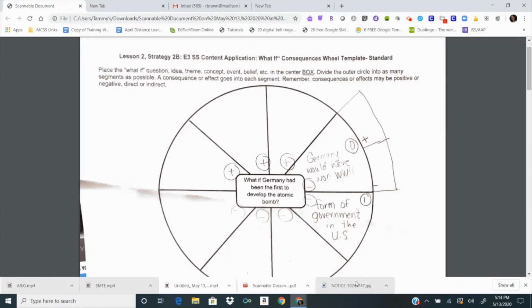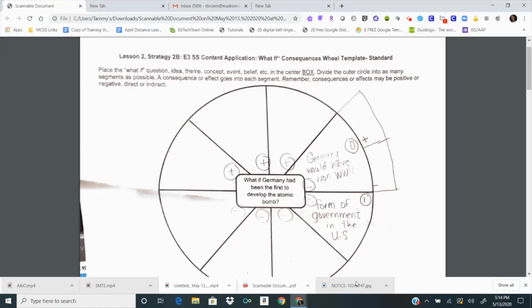When you're looking at this template here, in the center where you see what if Germany had been the first to develop the atomic bomb, on the day that I go over classroom rules and classroom procedures, we do a group activity with a consequence wheel, and the question is, what if you could go to the restroom at any time you wanted to? Or what if there were no rules? I pick a rule, or just do a broad what if there were no rules question, and put it in the center.